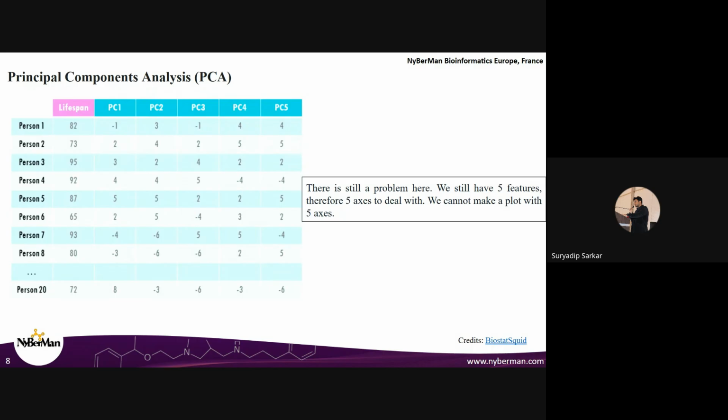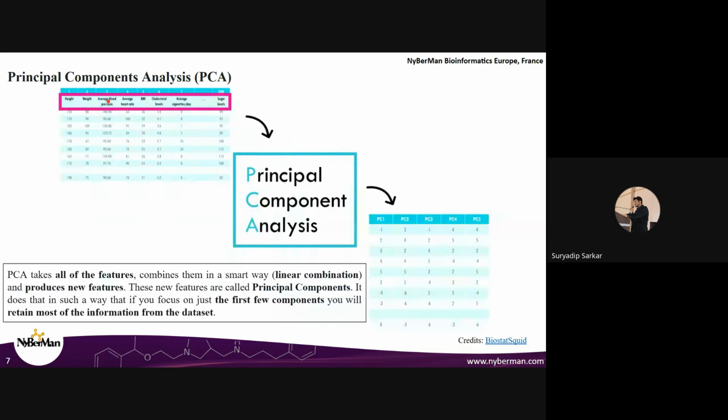Now there is still a problem here, obviously, that we still have 5 features here. Say, for example, we have done the principal component analysis and we have extracted the first 5 principal components. As a general rule of thumb, and the way the math is designed here, for example, there are 200 features. You will have 200 PCs as well.